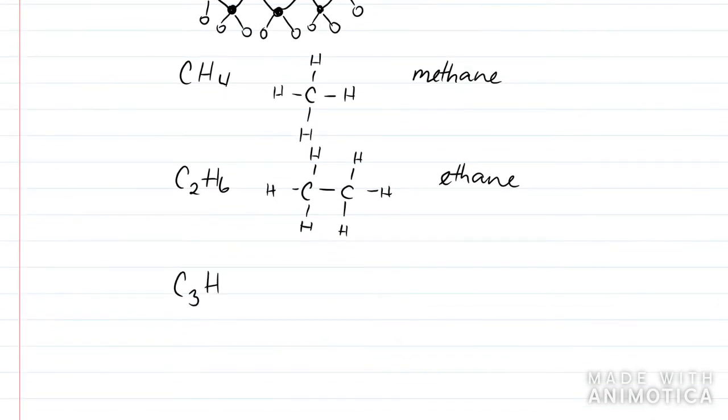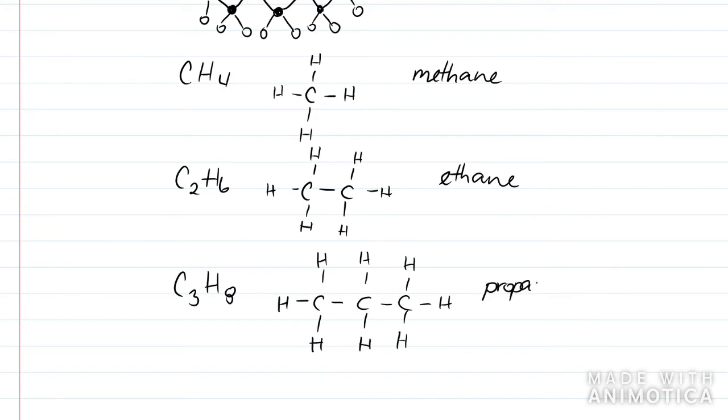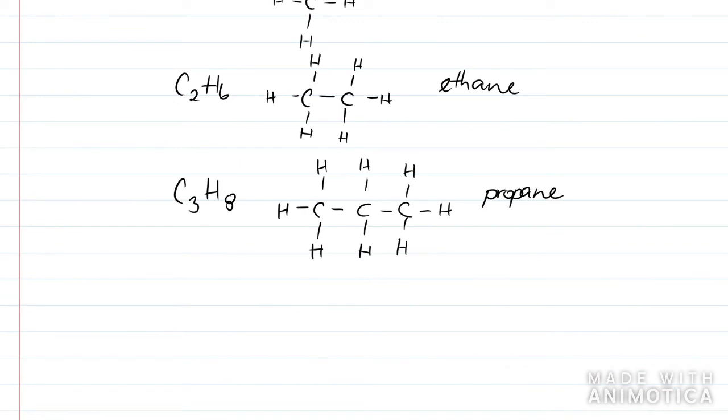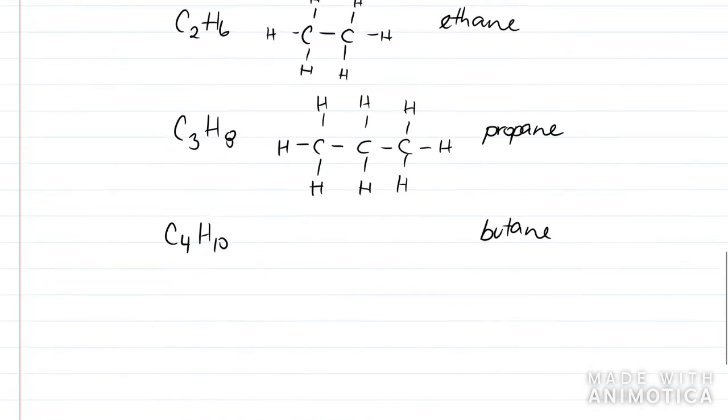3 carbons is called propane. Four carbons is called butane. And 5 carbons is called pentane.